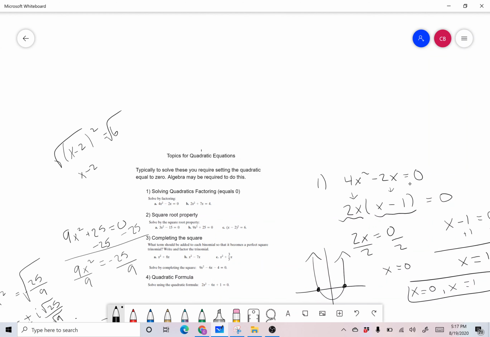So, we have x minus 2 is equal to plus or minus the square root of 6. We add the 2 to both sides. x is equal to 2 plus square root of 6 or 2 minus square root of 6. And that is the square root property. I'll do the rest on the next video.